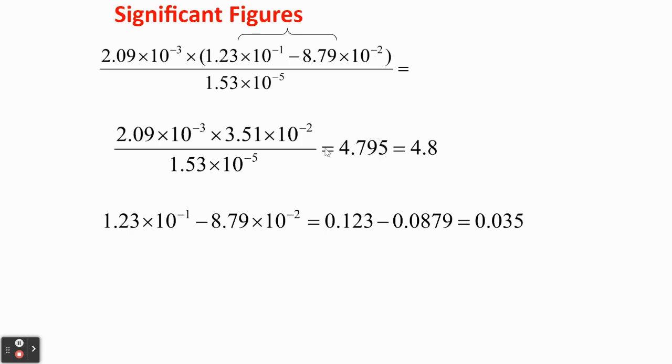4.795 in the calculator. But again, because we ended up with only two significant digits here, we're going to round our answer to 2 significant digits. So we would round it to 4.8. And that's the end of this lesson on measurements and international units.